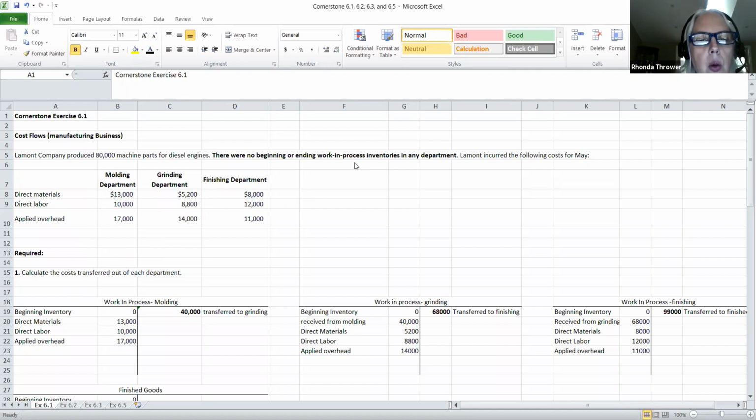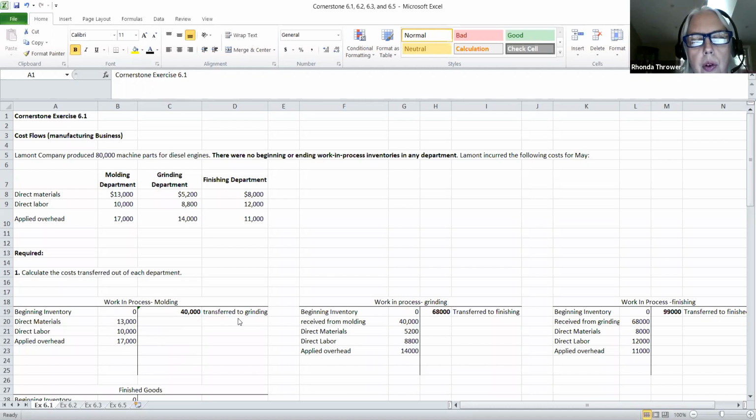Because they told us there was no ending work in process, that means we transferred all of our cost to the next department sometime during this month. And because we had nothing left over at the end, I'm assuming this all came in at the end of the accounting period, the end of the month of May. So you see here, I've added these costs together, and my total costs are $40,000.